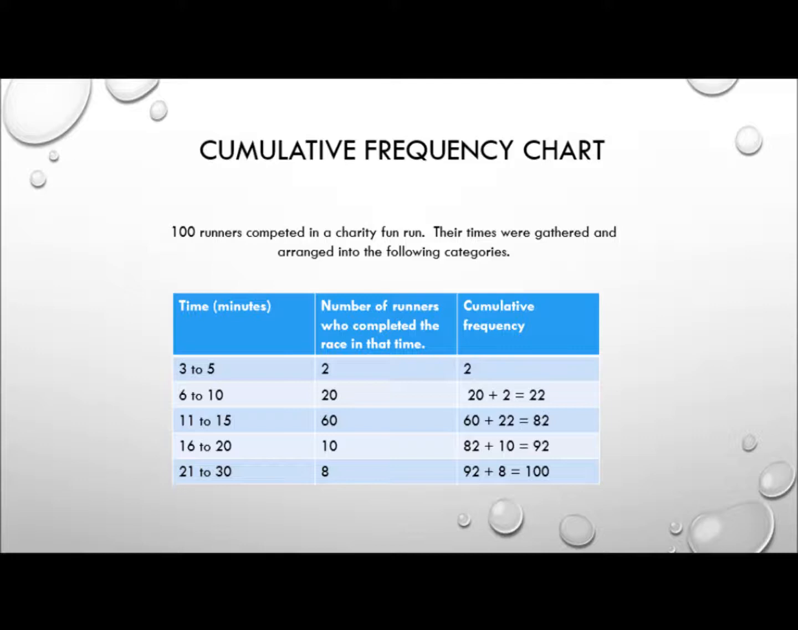Now when we do the cumulative frequency, we can interpret it as follows. 2 runners completed the race in under 5 minutes, 22 runners completed the race in under 10 minutes, 82 runners completed the race in under 15 minutes, 92 runners completed the race in under 20 minutes, and 100 runners completed the race in under 30 minutes. And that should give you a bit of an idea of what we're trying to display with a cumulative frequency chart.